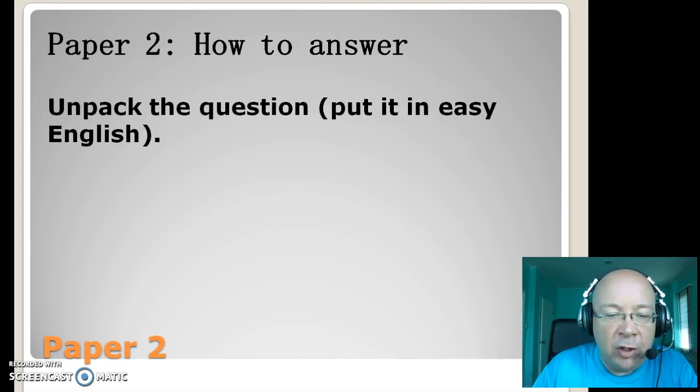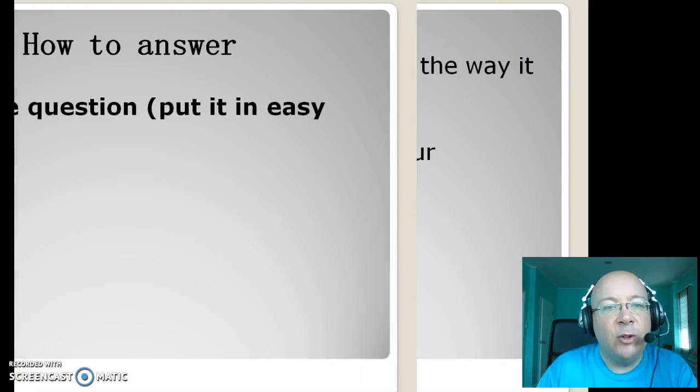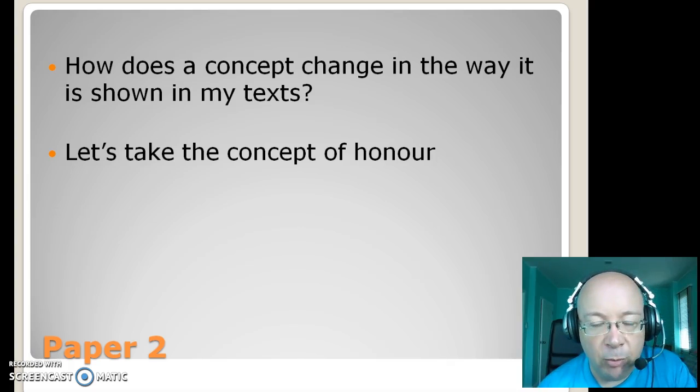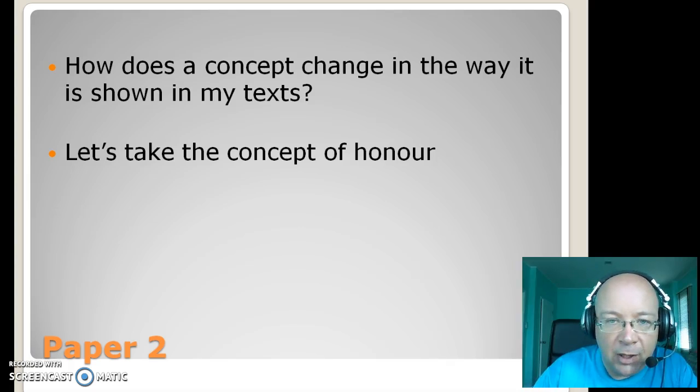So once we've underlined the question, let's unpack it. Let's put it in easy English, so we're not confused and we know exactly what our focus is. I think this works quite well: how does a concept change in the way it's shown in my texts? And for this, we're going to take the concept of honor. Now suddenly it's a much more manageable, bite-size question.